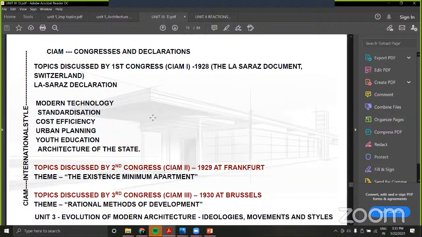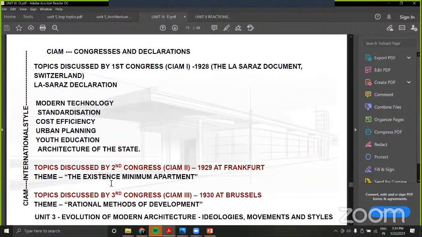As I said, they wanted to start urban planning, and also they wanted buildings which were cost efficient and also had modern technology. The topic discussed in the second CIAM Congress, in 1929 at Frankfurt, was the existence of the minimum apartment, and high-rise and mid-rise apartment buildings were started after the International Style.